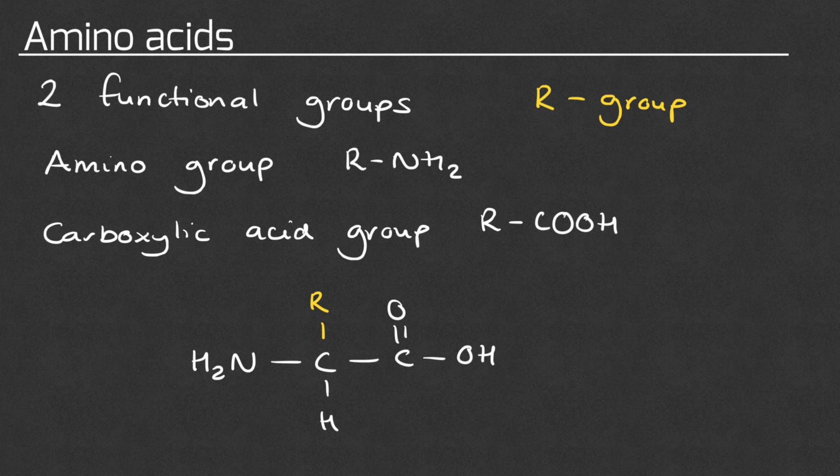This is the structure of an amino acid. You can see the amino group, the carboxylic acid group, and the R group. Now the R group could be lots of different things, and we're going to look at some examples of these throughout this topic.